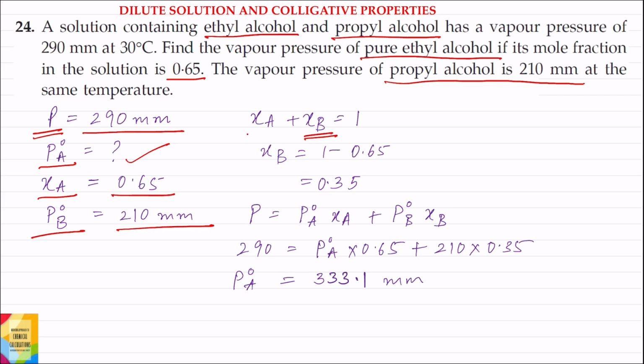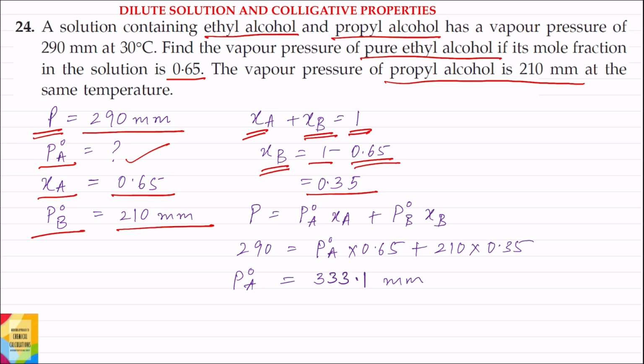Now mole fraction of ethyl alcohol plus mole fraction of propyl alcohol is equal to 1. Therefore, mole fraction of propyl alcohol will be equal to 1 minus mole fraction of ethyl alcohol in the solution, which is equal to 0.65. So 1 minus 0.65 is equal to 0.35. 0.35 is the mole fraction of propyl alcohol in the solution.